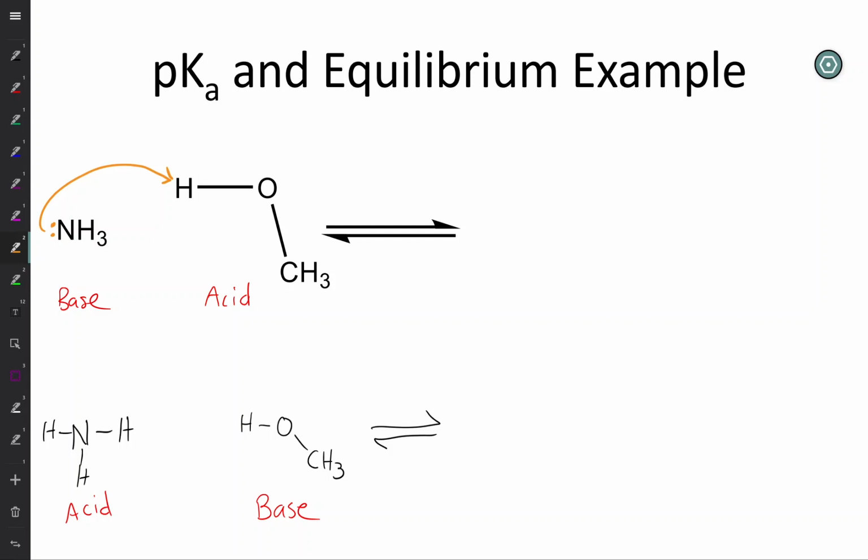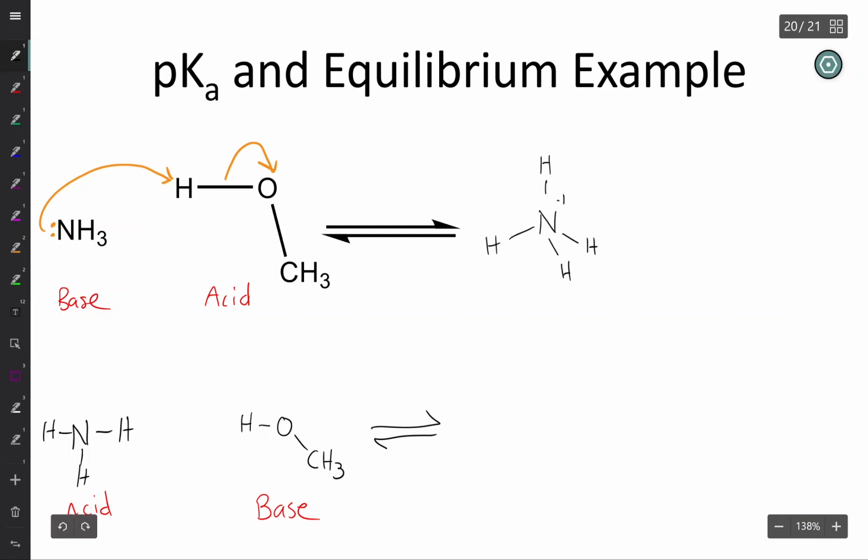So the lone pair is going to get shared with the hydrogen. Then we have to break the OH bond. That will give me NH4 plus and CH3O minus. If I were going to do the reverse reaction, where would I start my arrow?